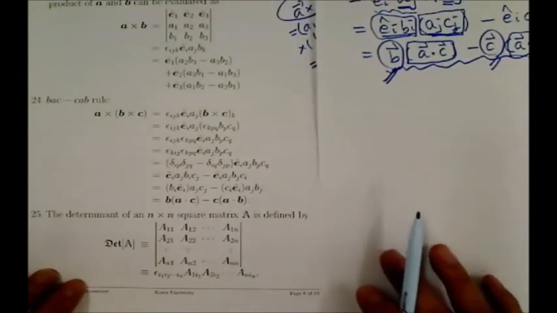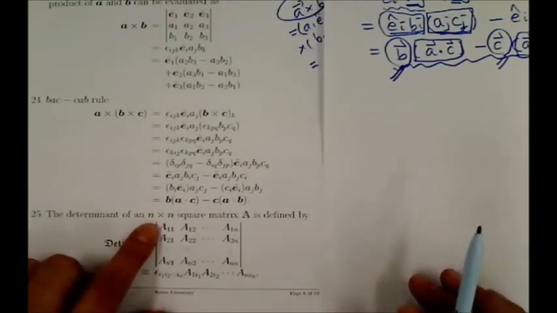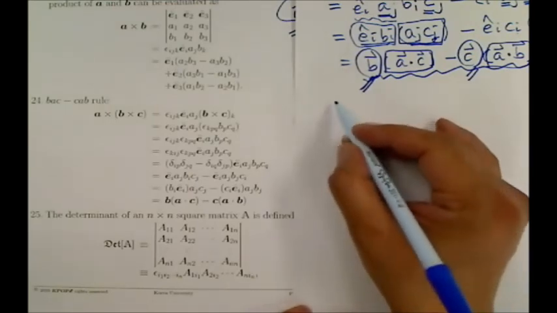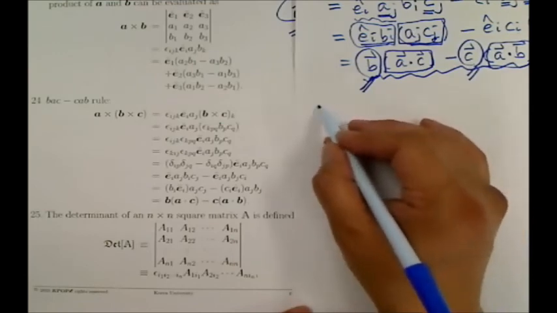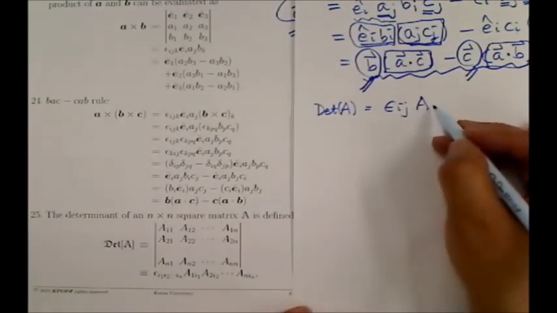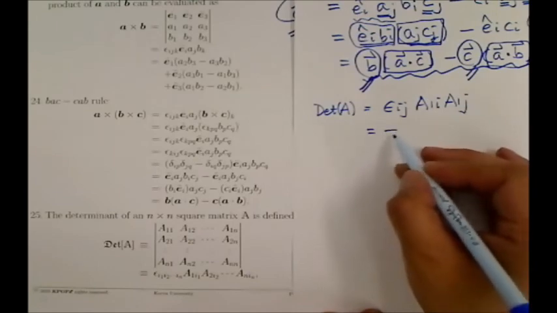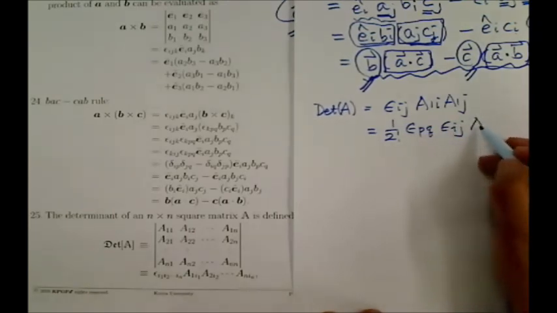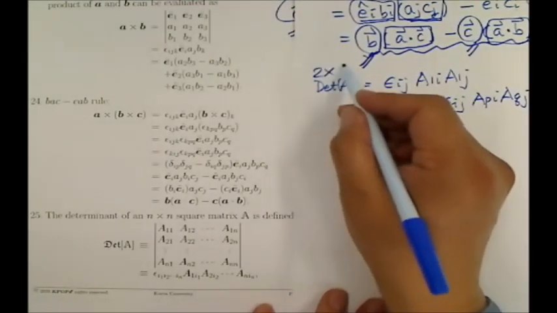Next, we can consider the determinant for an n by n square matrix. We recall that if I have a two by two matrix, for example, determinant A equals epsilon ij a_1i a_1j. This one can also be expressed in terms of 1 over 2 factorial epsilon pq epsilon ij a_pi a_qj. This is the 2 by 2 case.